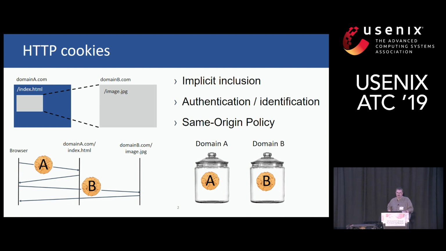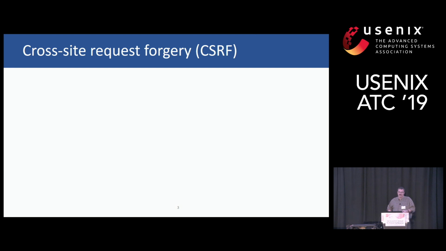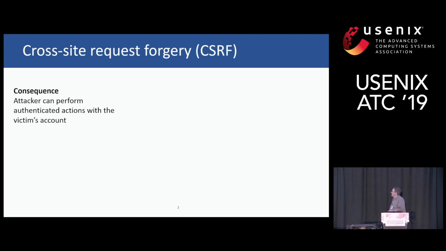It's a well-known problem, I'm sure. So that's where we come from. And this leads to two major problems, as I already indicate here. There are, let's say, severe security problems on the one hand, and maybe also severe privacy problems on the other hand. And the most common example of that is the cross-site request forgery, where an attacker can perform authenticated actions with the account of the victim.